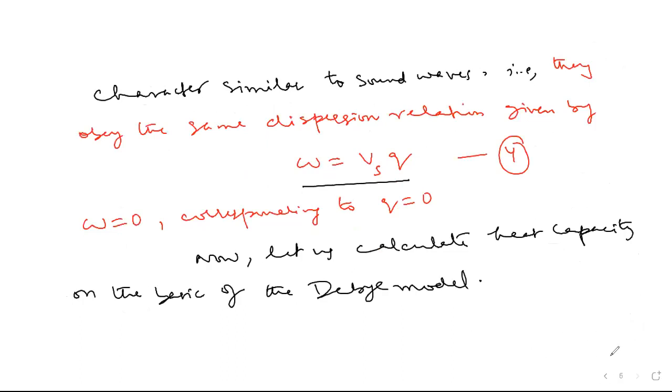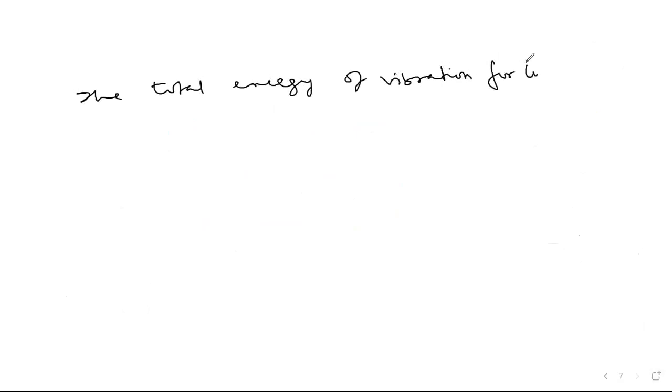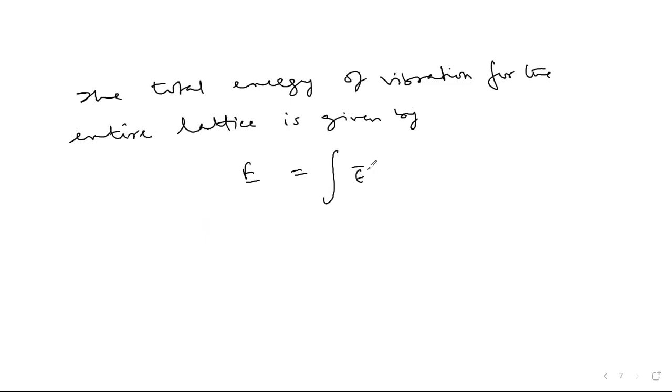Let me use another page. The total energy of vibration for the entire lattice is given by E is equal to integral G omega epsilon bar omega d omega. Let me name this. This is my equation 5, right?